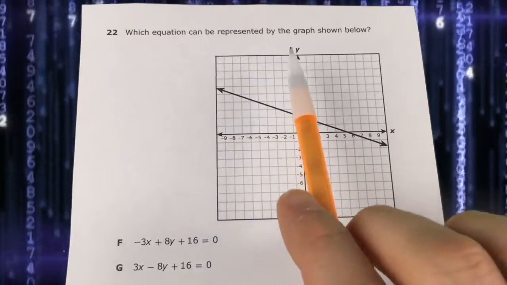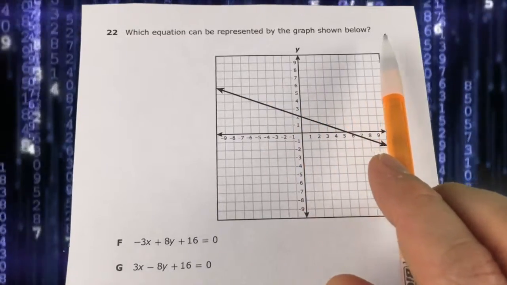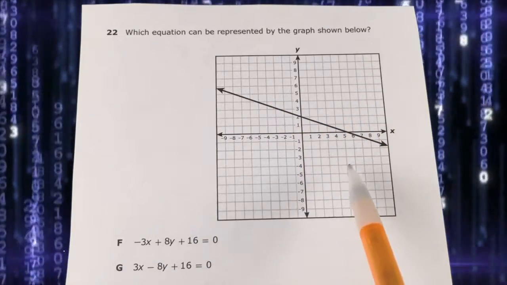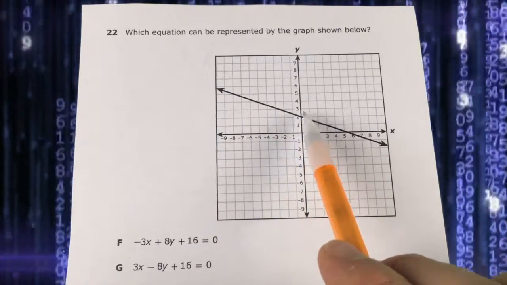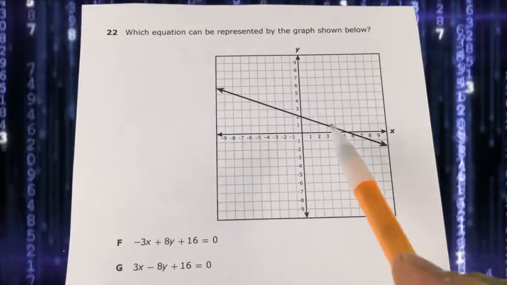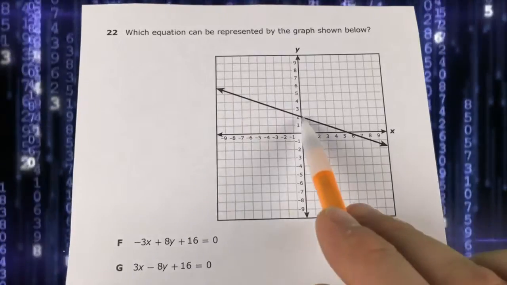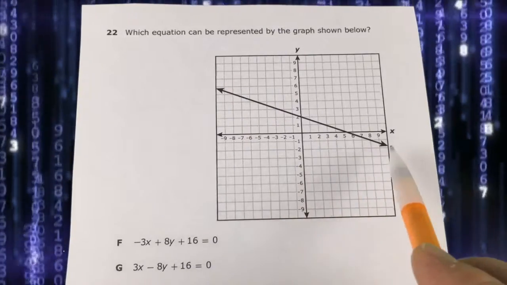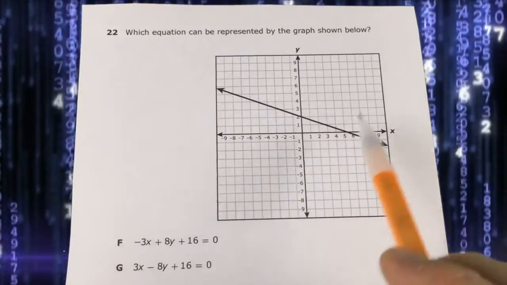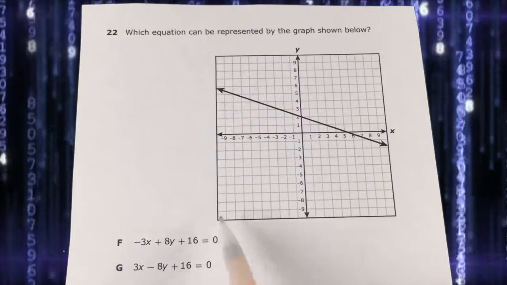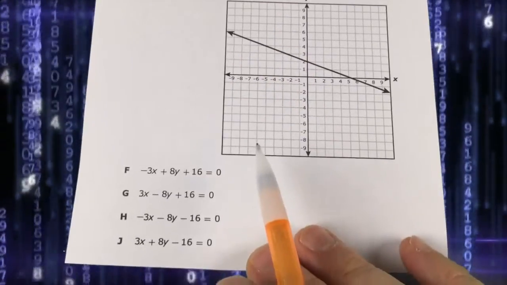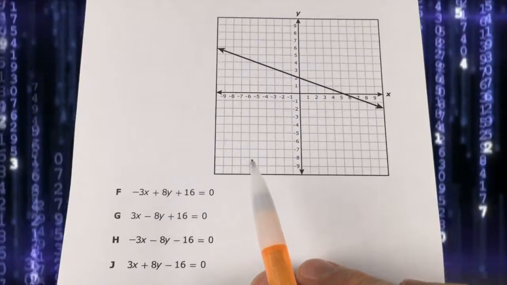Which equation can be represented by the graph shown below? Okay, here's our graph. It looks like it's a negative slope. We have a y-intercept of 2. And we could calculate the slope pretty easily with our rise over run. Now, so far so good, but when you look at the answer choices, none of them are in slope-intercept form. They're all kind of annoying.